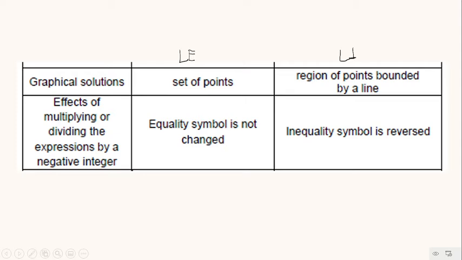Next is for the effects of multiplying or dividing the expressions by a negative integer. So, kapag nag-multiply tayo ng negative integer or nag-divide tayo dun sa expression, sa linear equation, walang nababago, no change. While for linear inequality, nare-reverse yung ating symbol. So, for example, yung given natin is greater than, yung final answer mo dapat ay less than. So, ganun sa linear inequality.